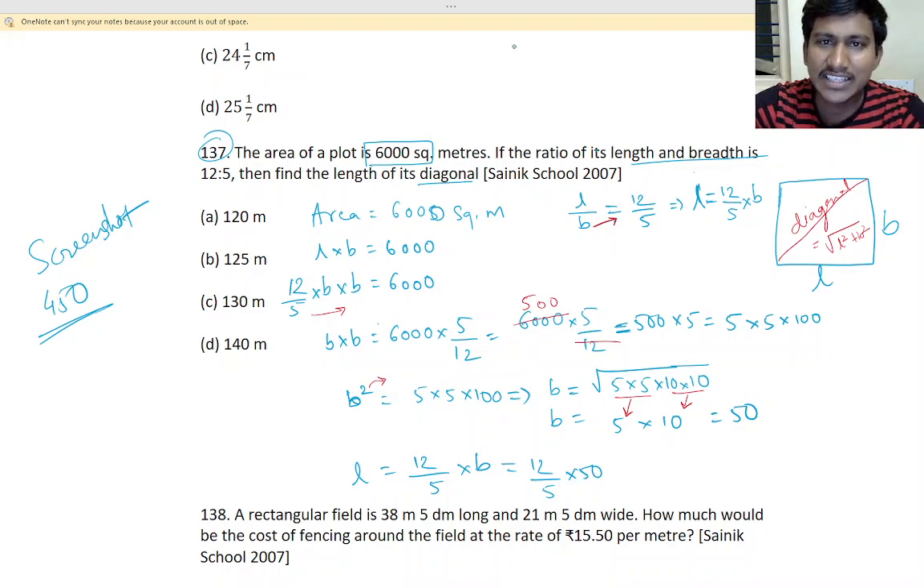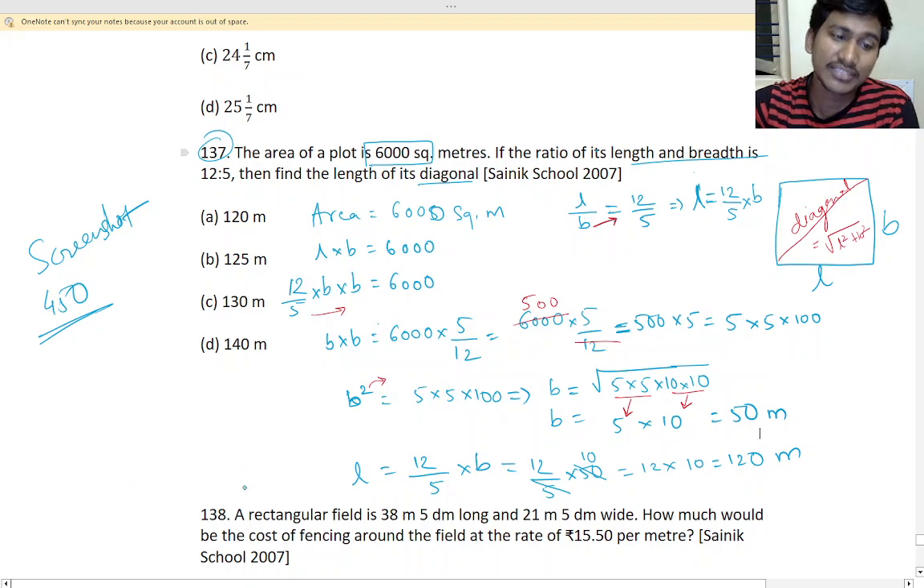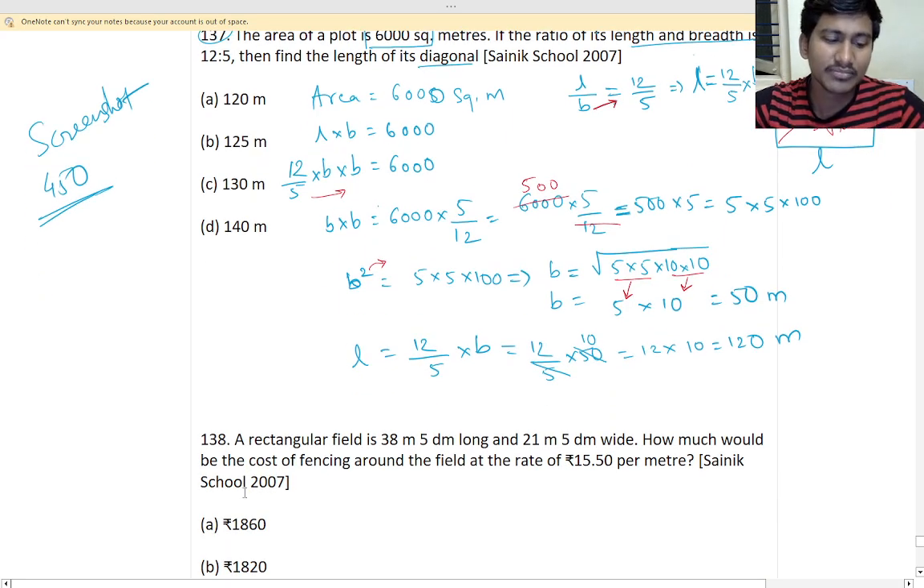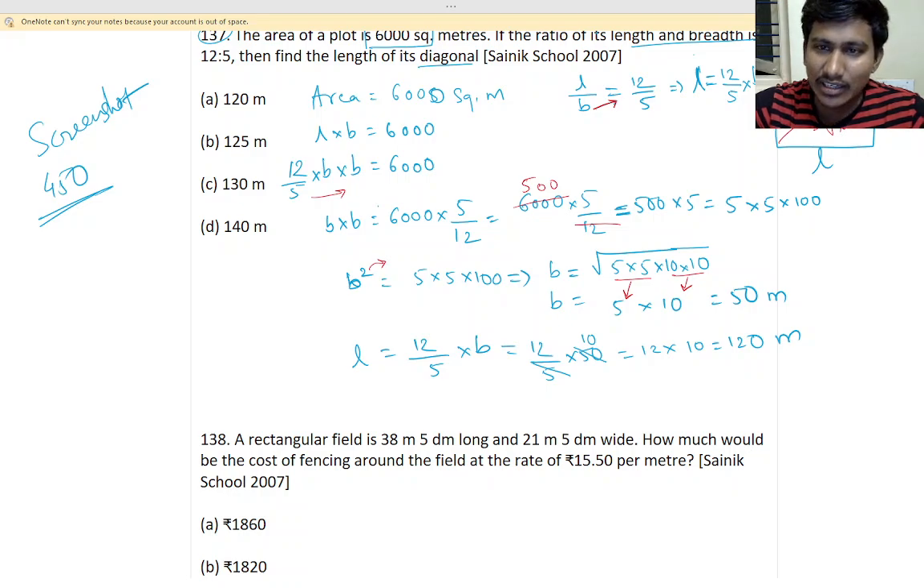So 5 tens is how much? 50. So answer will be how much? So 12 into 10 means 120 is the answer. Length is 120 meter. That is the length. What we have to find? We have to find the diagonal.